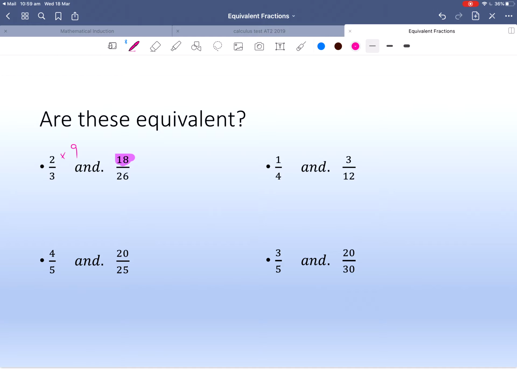So what we do to the top, we must do to the bottom. So I'm going to go 3 times 9. What's 3 times 9? Oh, that's 27. Is this the same as 27? No, it isn't. So therefore, these are not equivalent. These are not equivalent. All right. Let's do the next one.